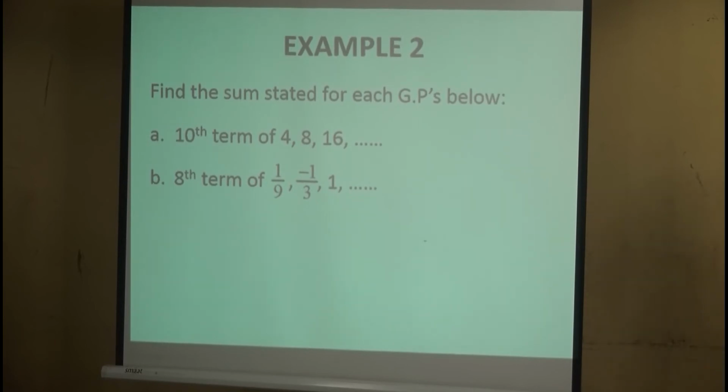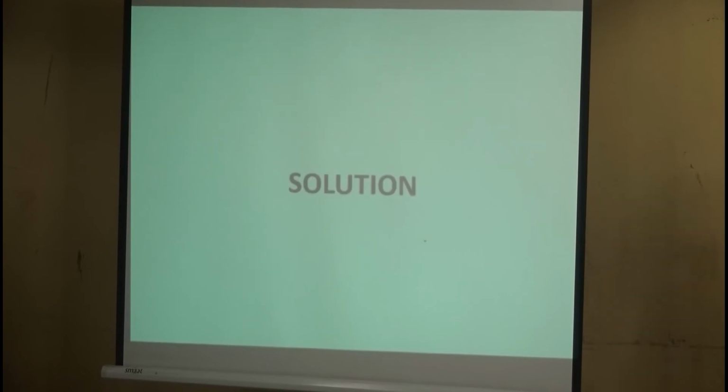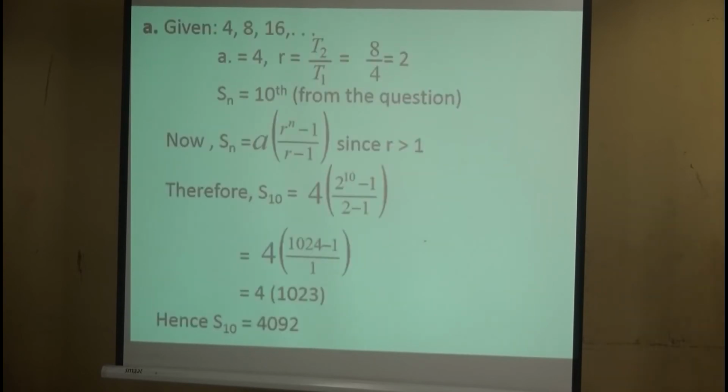I repeat the question again. Find the sum of the first 10 terms of the GP 4, 8, 16. B. Find the sum of the first 8 terms of 1 over 9, minus 1 over 3, 1. Let's see our solutions. Solution to question A.